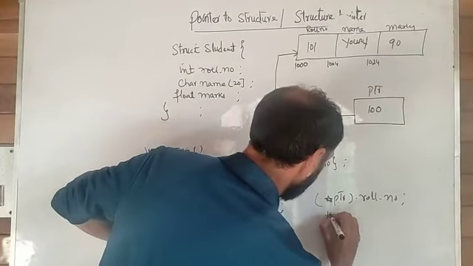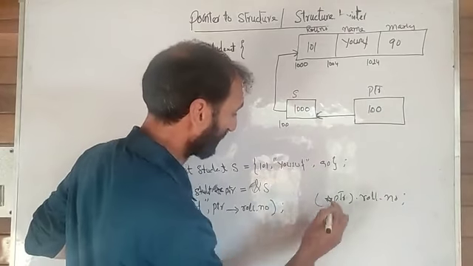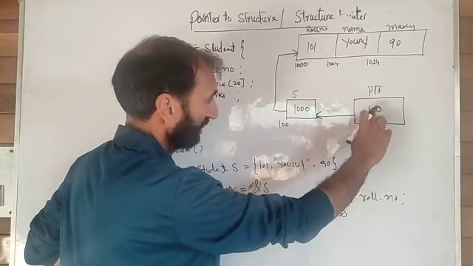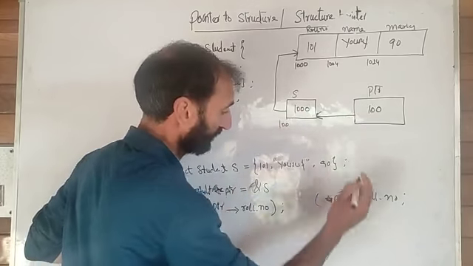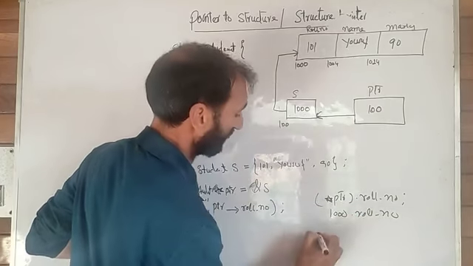The value is 100, because it is not the address. Value at ptr. That is 1000, sorry. That is 1000. Value at address 1000, because the address is 1000. What is the value at the address? That is 100. Dot roll number. That means this. It will return 101.